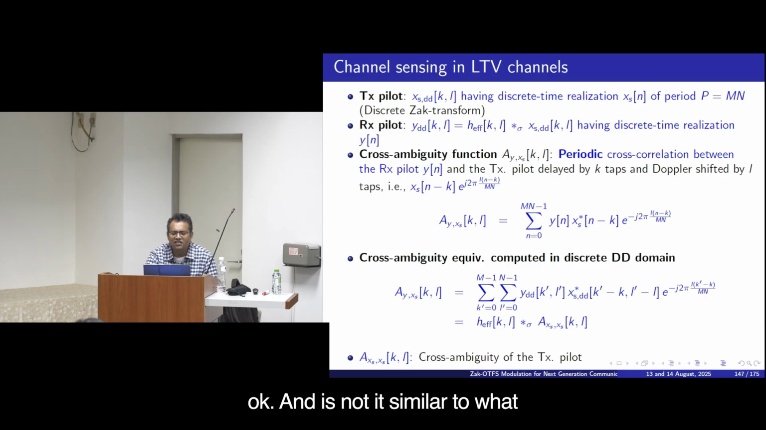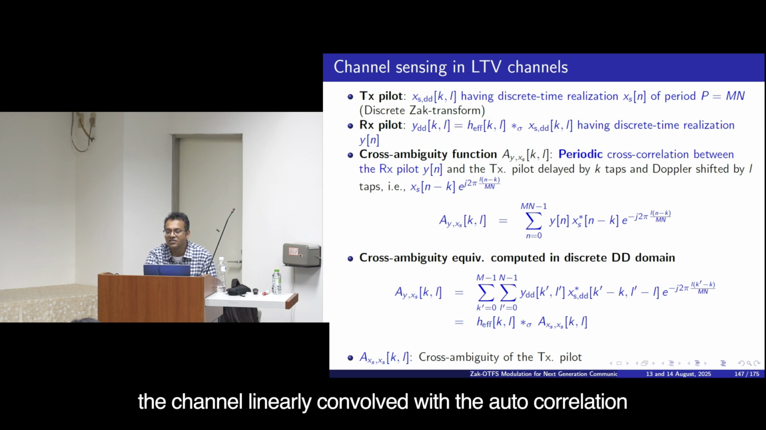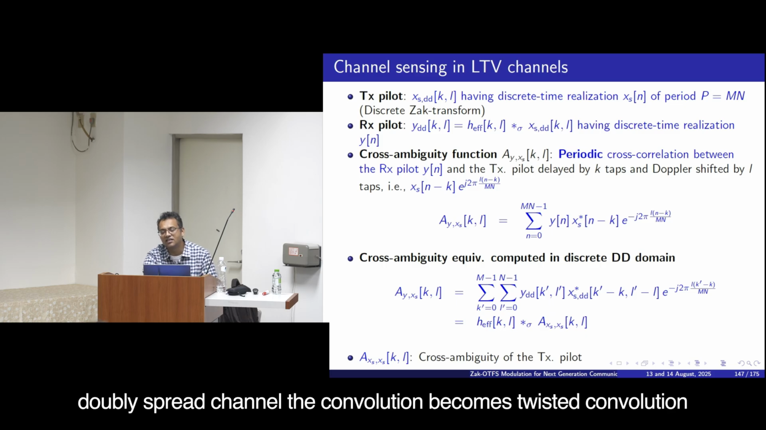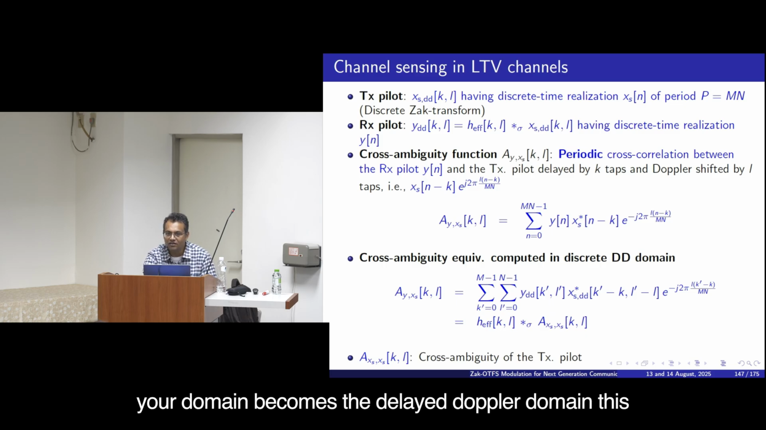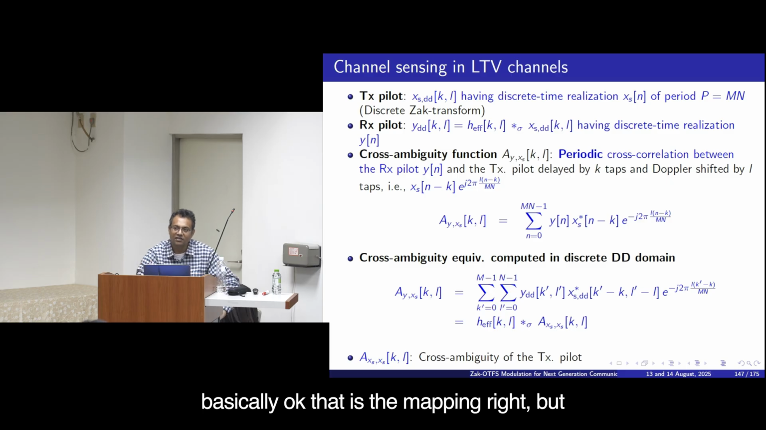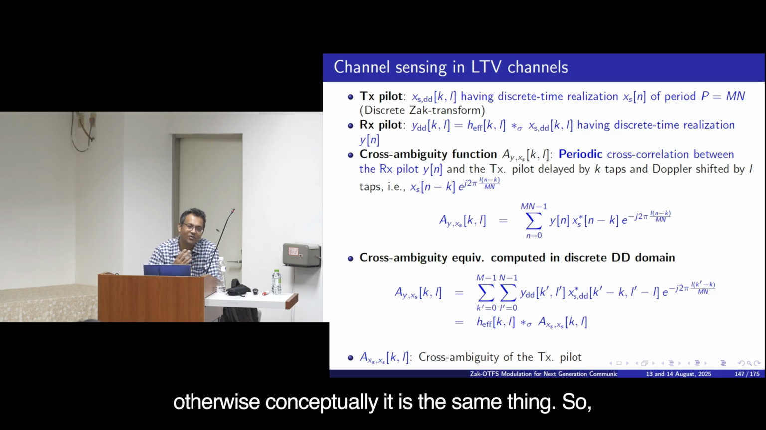Isn't it similar to what we had for the discrete time? See this result, the correlation is the channel linearly convolved with the autocorrelation. You exactly get the same thing, but for your doubly spread channel. In the doubly spread channel, the convolution becomes twisted convolution. Your domain becomes the delay Doppler domain. This is the channel in the delay Doppler domain, and your autocorrelation becomes this ambiguity function basically. That's the mapping, right? But otherwise, conceptually, it's the same thing.